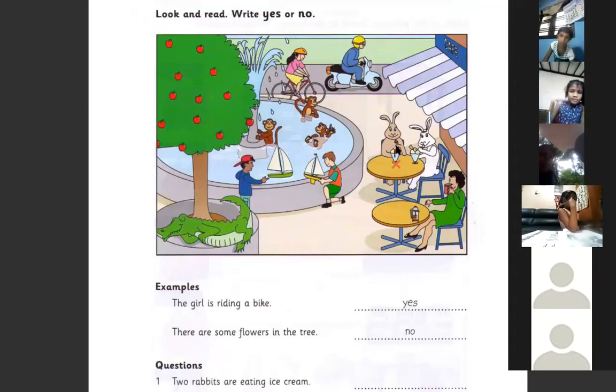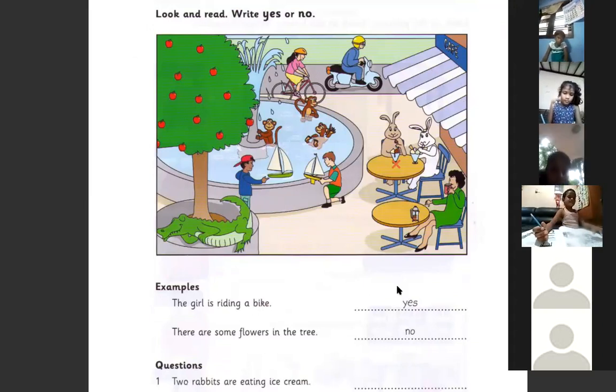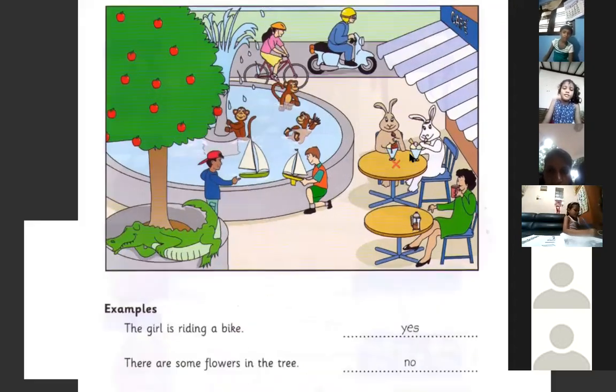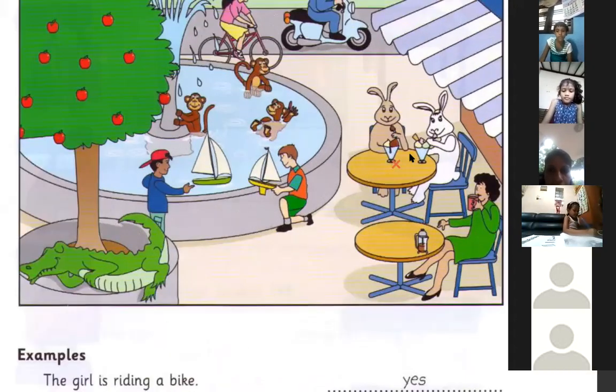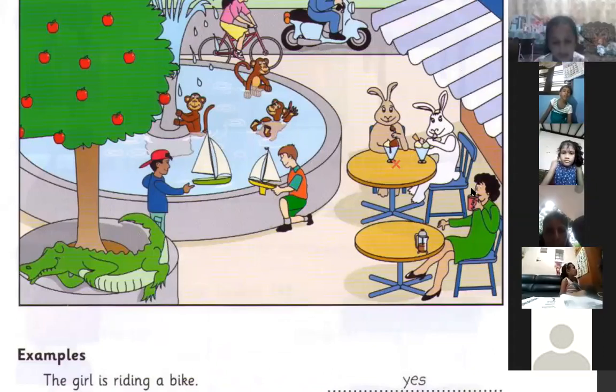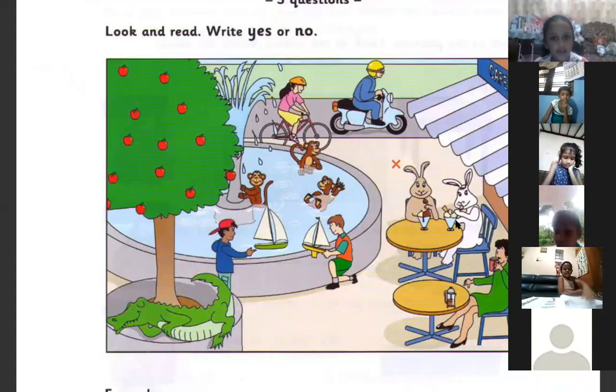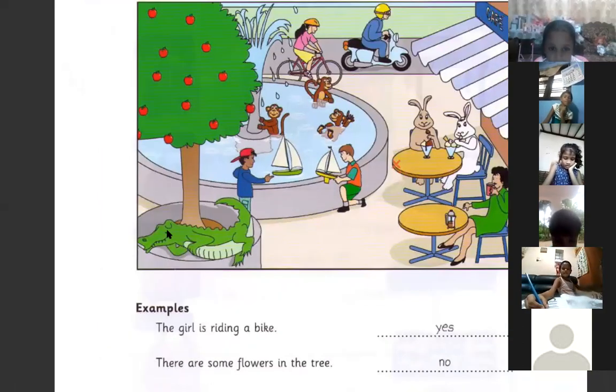what are these rabbits doing? What are these rabbits doing? Drinking. No, not drinking. What are they doing with the ice creams? Eating. Yes, eating ice cream. So now you know what the things in this picture are.